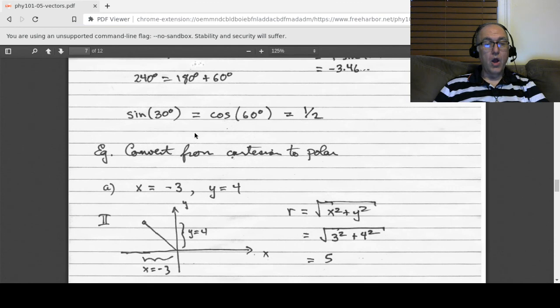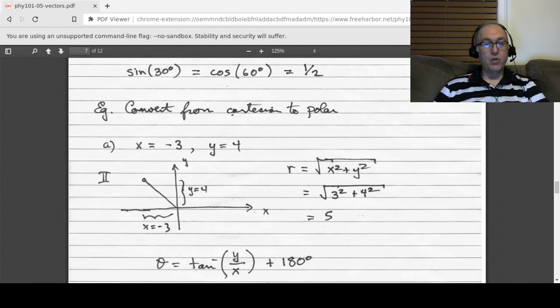All right, so enough from polar to Cartesian. Let's do Cartesian to polar. So now I'm going to give you x equal to negative 3 and y equal to 4. If I draw that on my xy plane, x is negative 3, so I'm traveling in the negative direction along x. Then I turn and travel plus 4 in the y direction, and I end up here somewhere in the second quadrant. So I've given you x and y, and I want you to calculate r and theta.